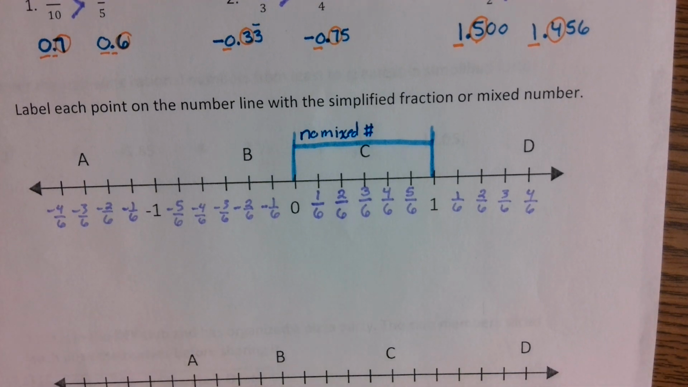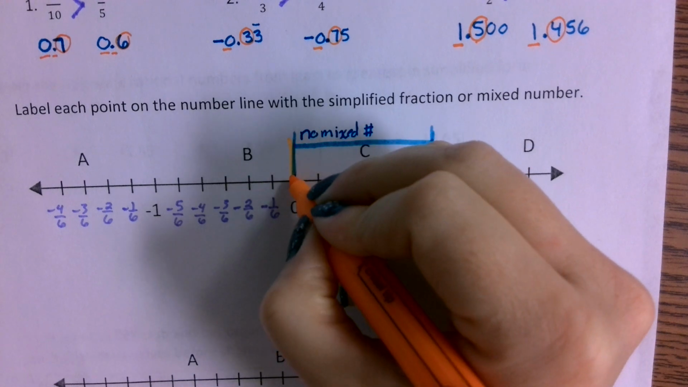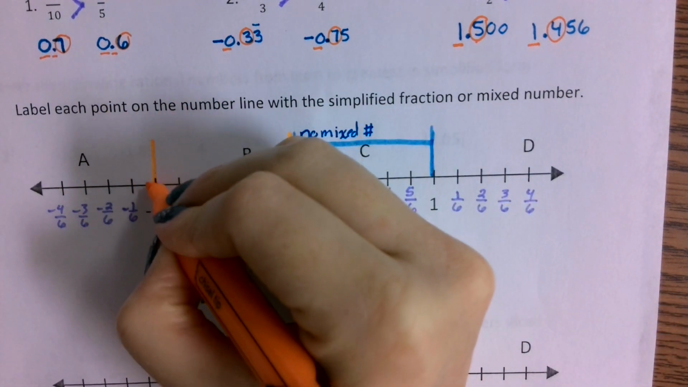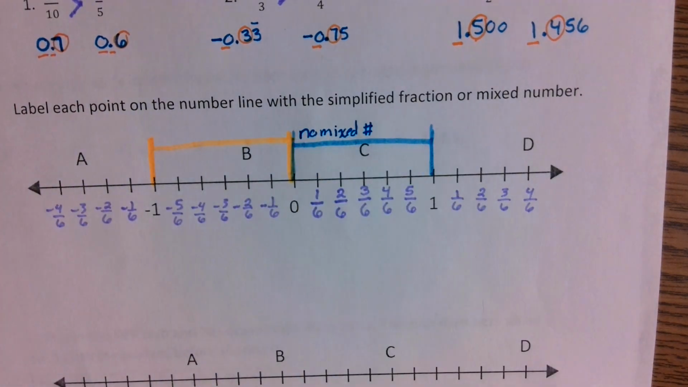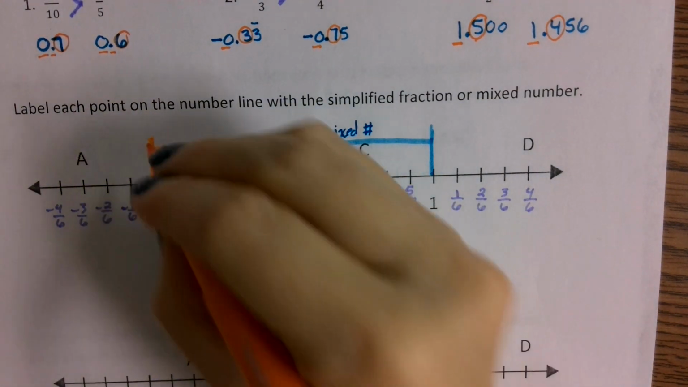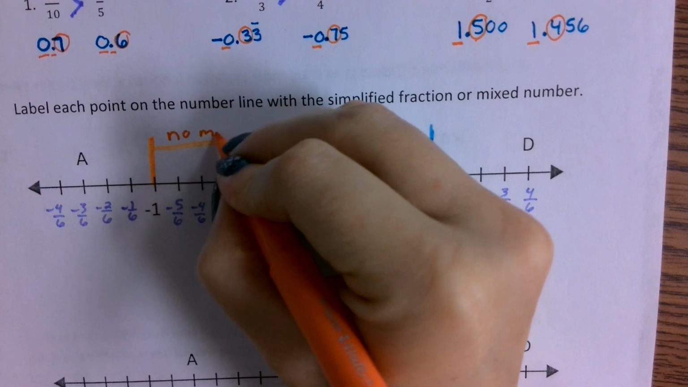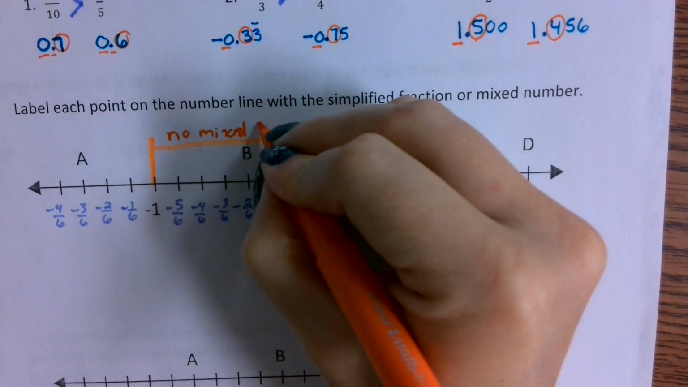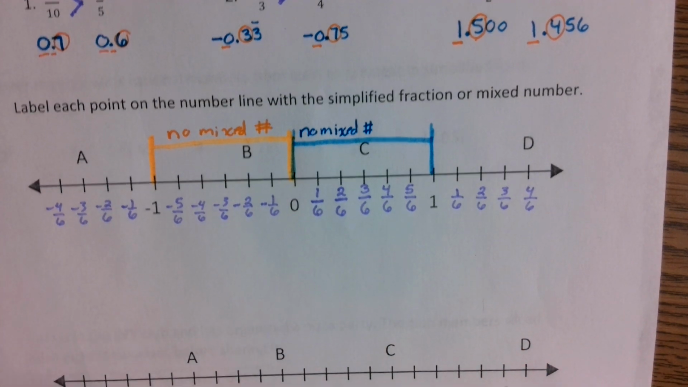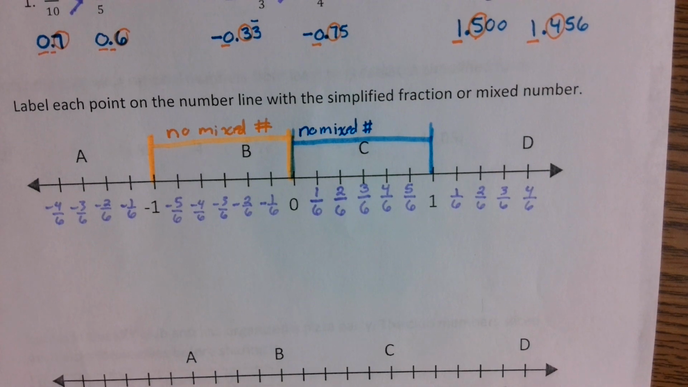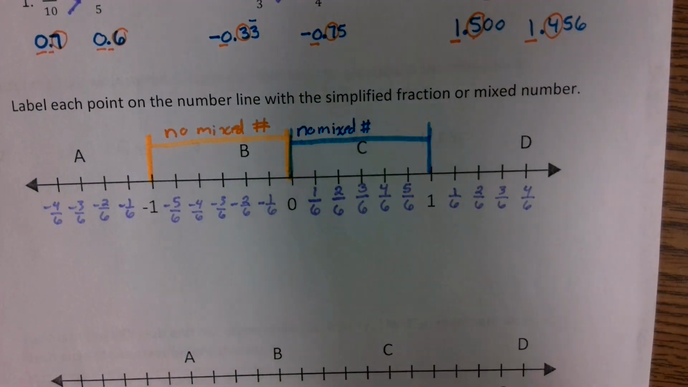Same thing going from 0 to negative 1. This little portion right here also is no mixed number. It's just the fraction. Now beyond those points, we will start creating a mixed number.